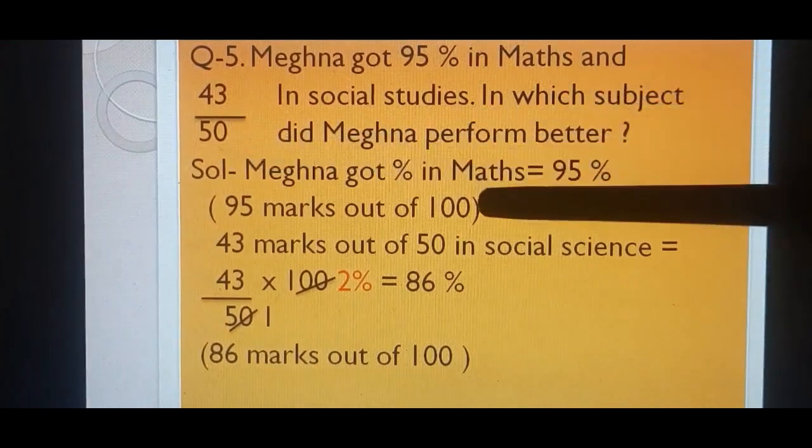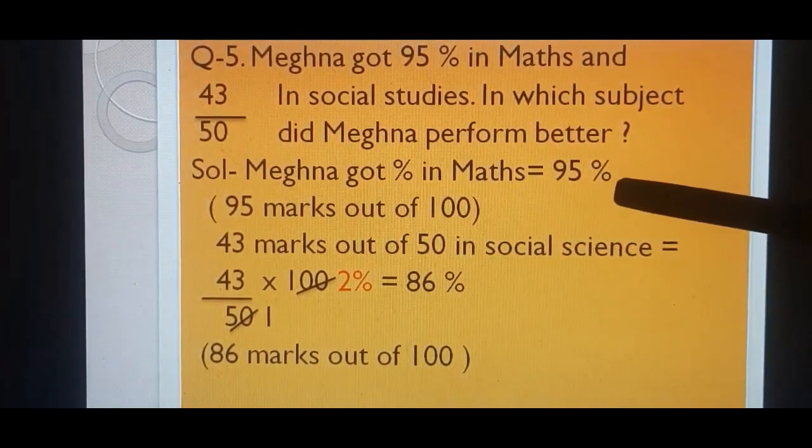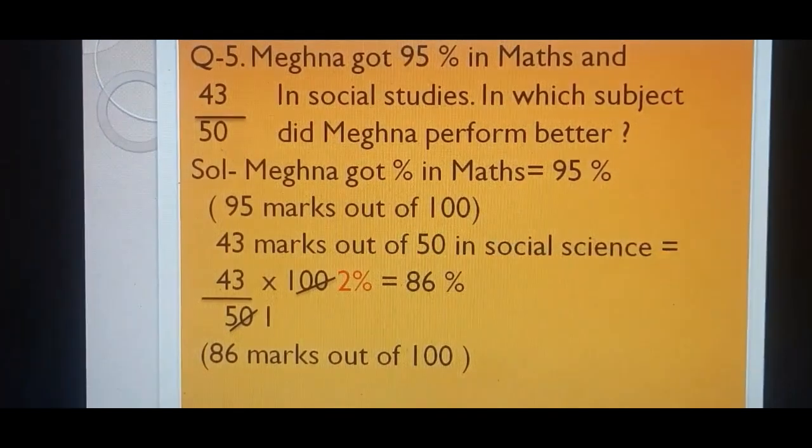Now let's start our solution. Megha got 95% in maths. 95% means 95 per 100, means 95 marks out of 100. Right?